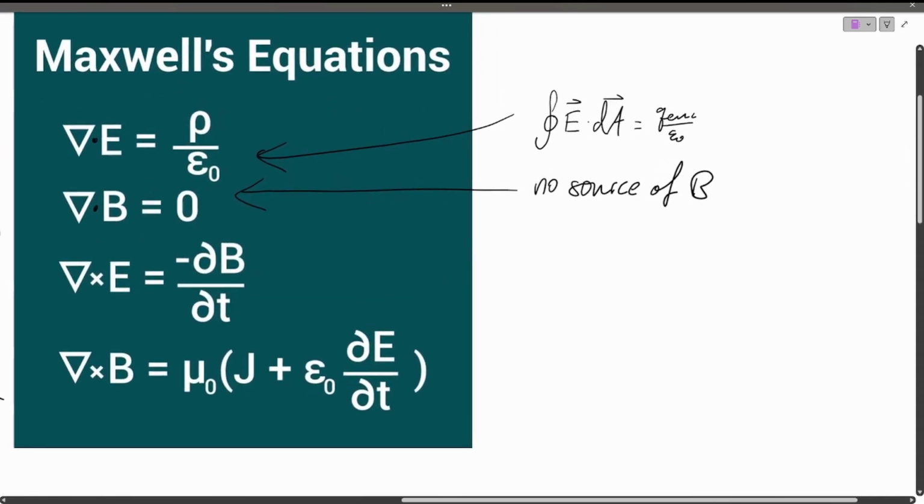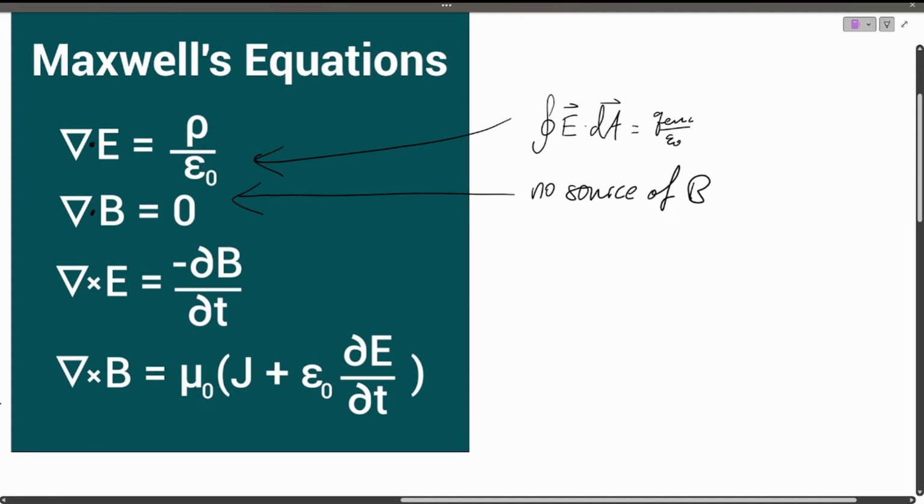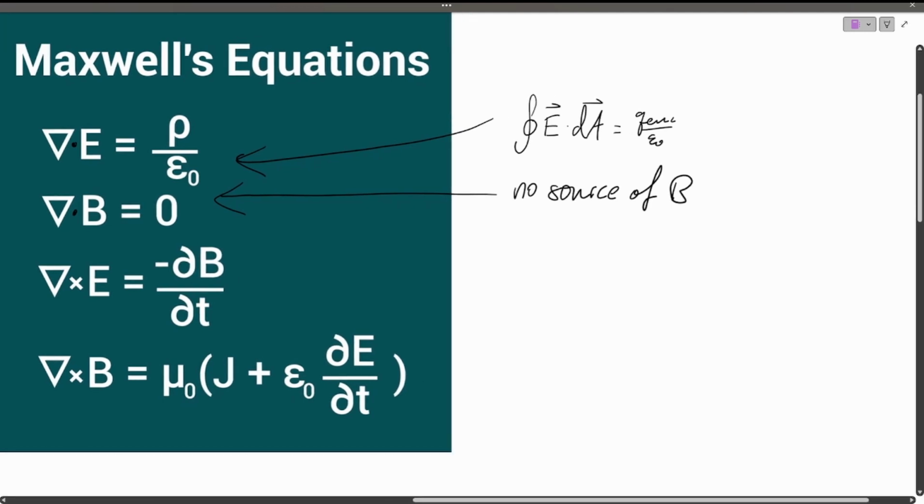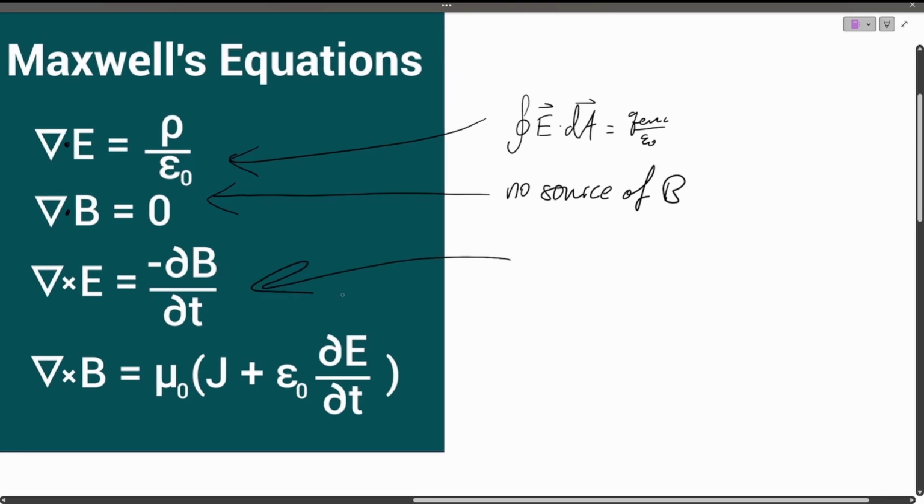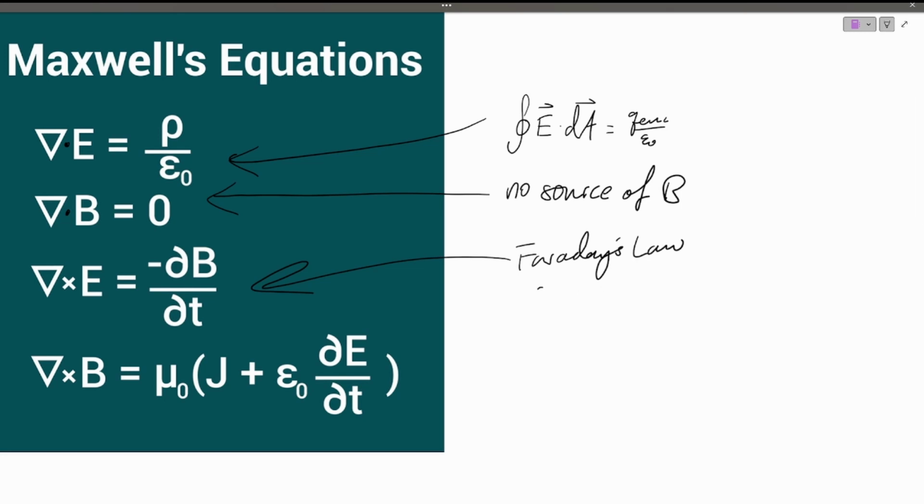Now, next one: curl of E field is equal to negative d phi dt. That one is just Faraday's law. Faraday's law works just fine. It's just that you have to use your hand to figure out the direction. And technically you need a surface. So Maxwell's equation for this is just a generalization of that.